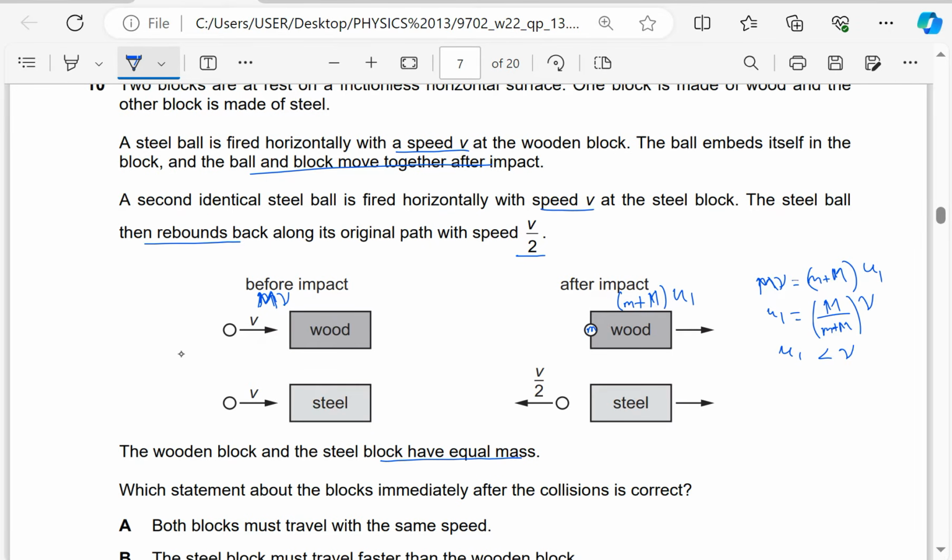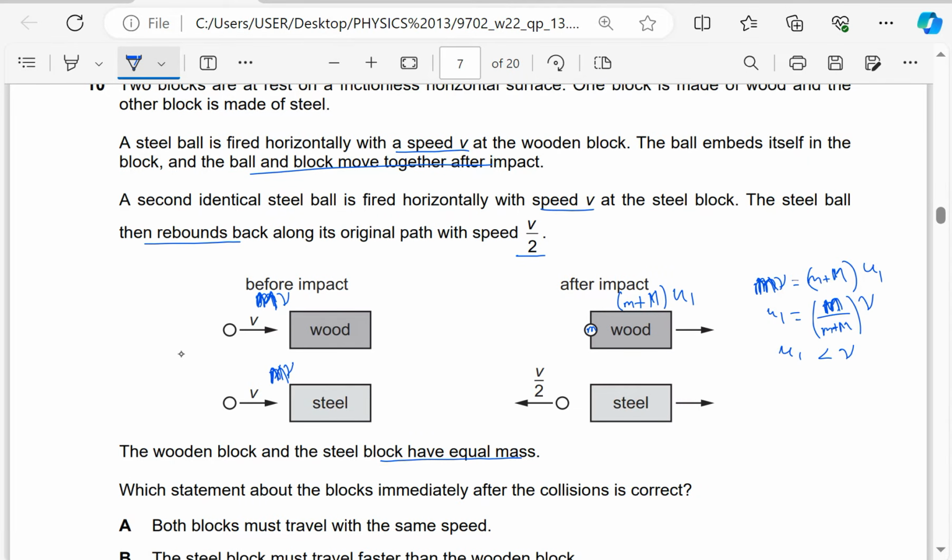That's number one. Number two, let me consider the steel block. Remember, they had the same mass. Here the initial momentum is m times v, since the blocks were at rest, so this is small m, the ball which was moving. It doesn't change the meaning. It still means the denominator is bigger than the numerator, so U1 is less than v.